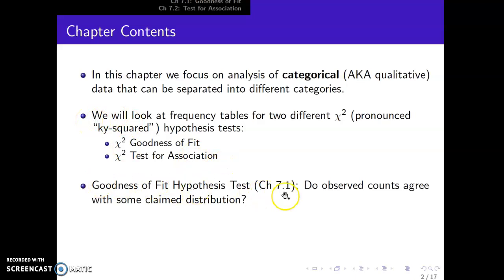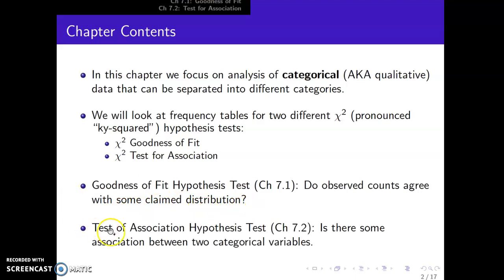The goodness-of-fit test says, basically, do observed counts agree with some claimed distribution? And then we'll look at chapter 7.2, the test of association, which looks at whether there is some association between two different categorical variables. In these video slides, we'll go over one example of each of these, and then we'll look at the chi-squared distribution.